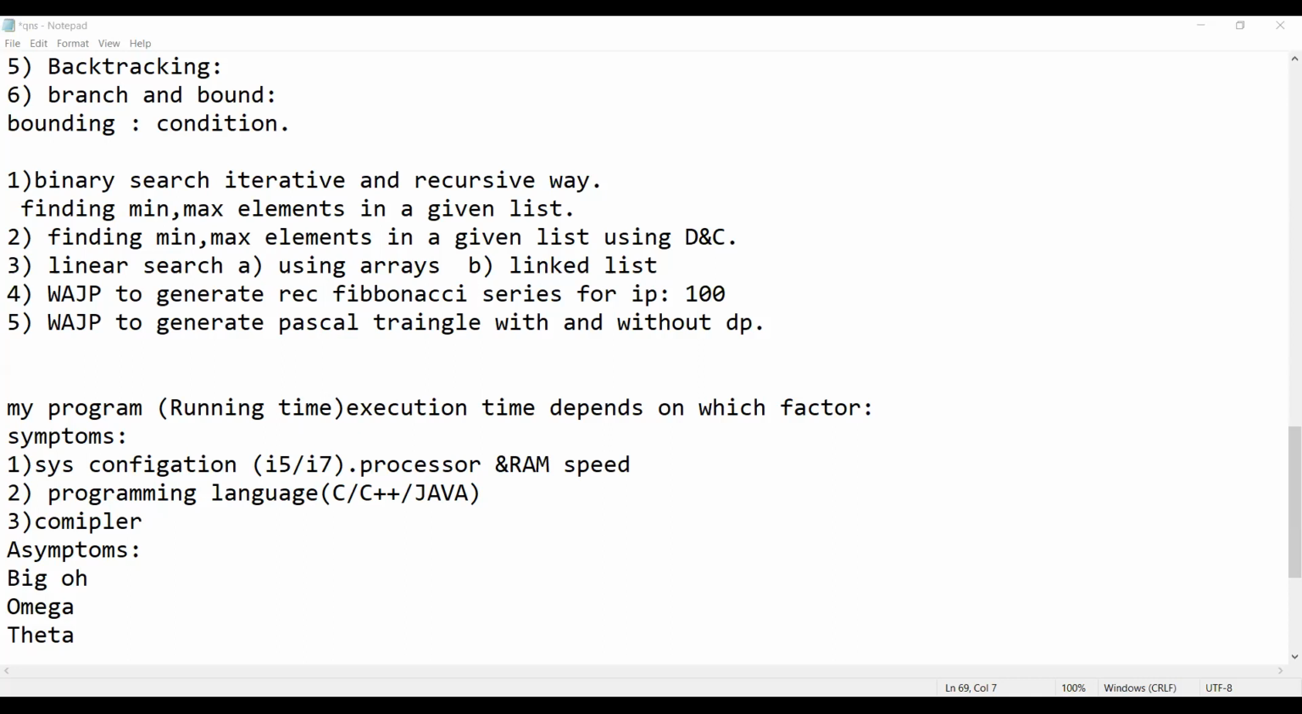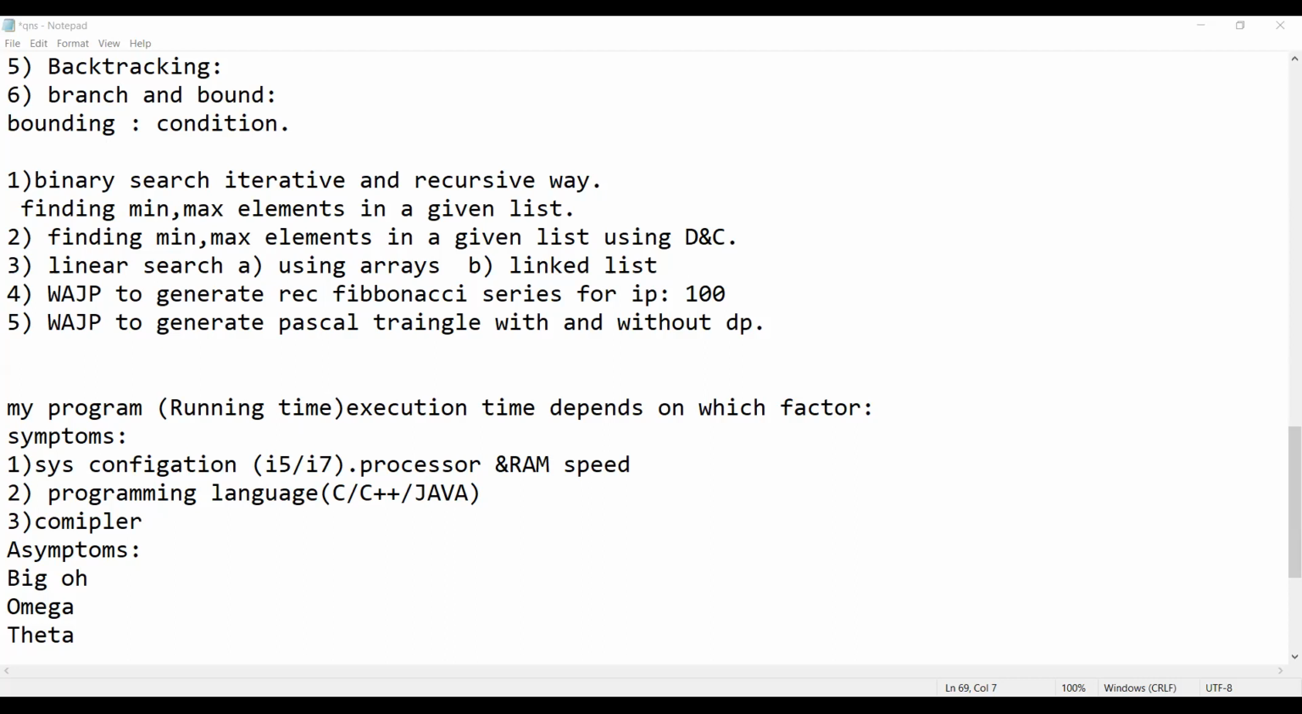Algorithm constructs are patterns. How can you construct an algorithm? The first is sequential. Sequential means one by one, step by step, line by line. Suppose you want to calculate the area of a rectangle, area of a square, or area of a triangle. Suppose you want to calculate the area of a rectangle. The rectangle area is L into B, length into breadth. So simply, we need to read these L, B values. After that, area is equal to L into B. After that, print this area.